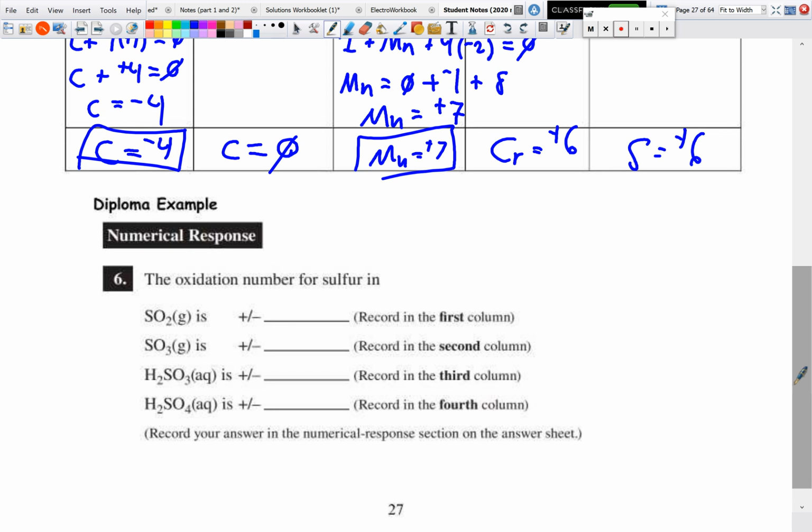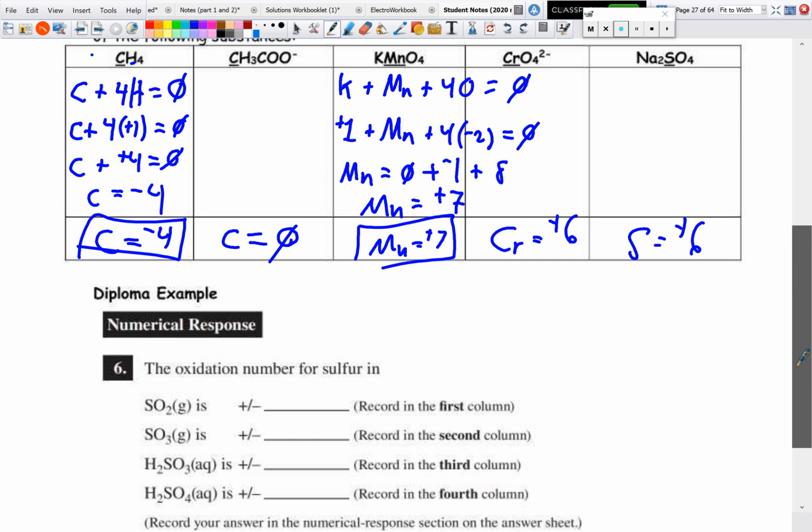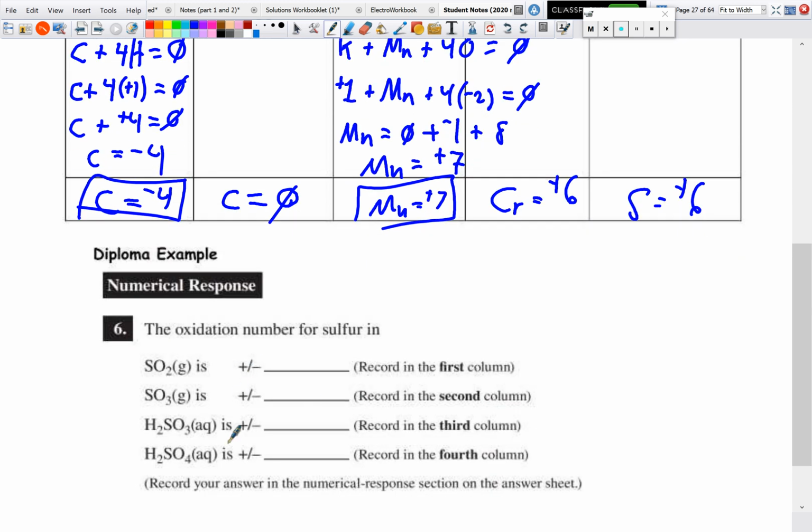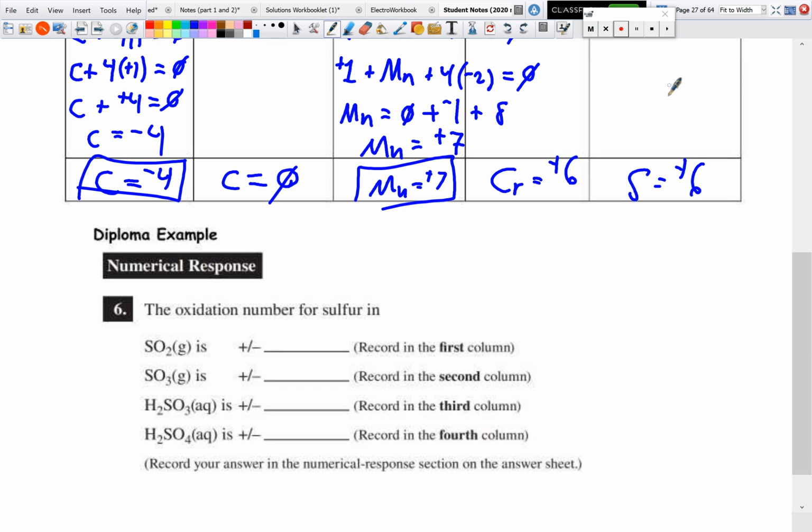So this is going to show up in ways. So for example, this is an old diploma example where you have the oxidation number for sulfur in the following is blank. All right. So same thing using the algebraic steps. You should be able to go through here, but just make sure you circle if it's positive or negative, and I'm going to put the answers up in 3 seconds. And you get them something like this. So in SO2 it's positive 4, in SO3 it's positive 6, H2SO3 positive 4, and H2SO4 should be positive 6. Hopefully if I did those out right.